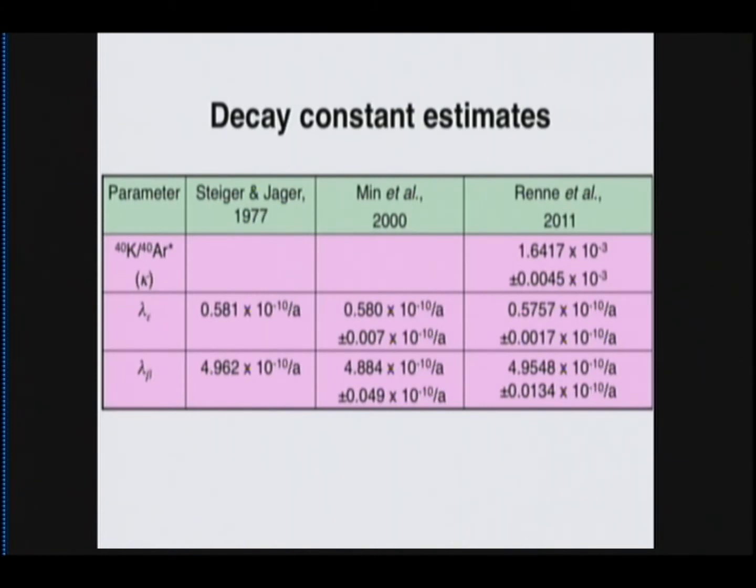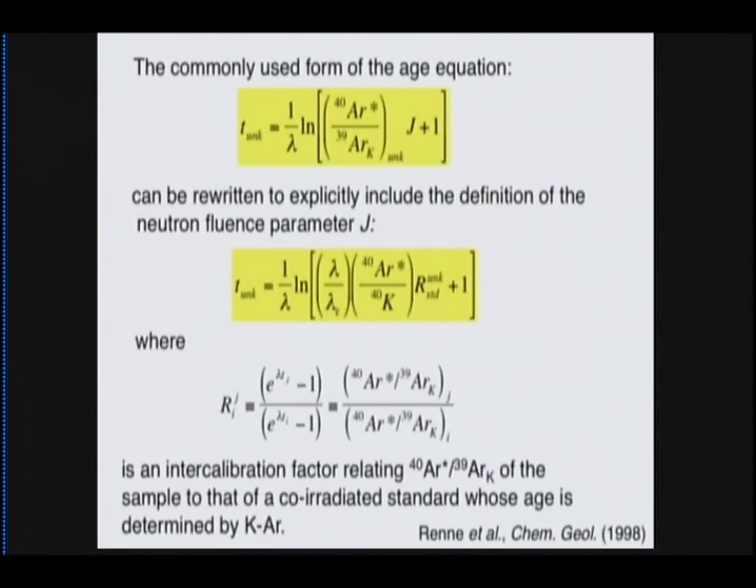I'm really trying to concentrate here just on the decay constants, but this value now touches upon the standard issue too, which I want to now address. So I've given you this form of the age equation. This is basically the generic argon-argon age equation, which uses this parameter J. And I've told you how we get J.